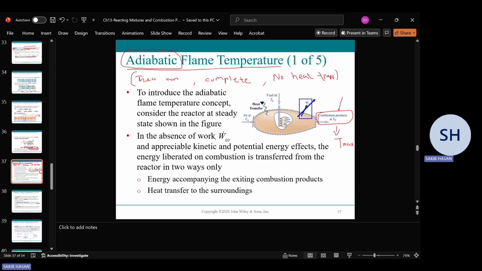So again, because in the absence of work done across this control volume, the drop in temperature will be lower and lower until it's zero when the work done across the control volume is zero, as well as the heat transfer. So when you have no heat transfer, you have none of this work done, you get all the energy from the combustion being transferred to the combustion products and the temperature being raised to the maximum value. And this maximum value is what we call the adiabatic flame temperature.